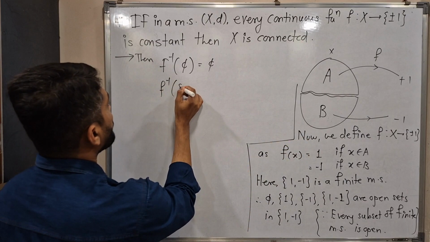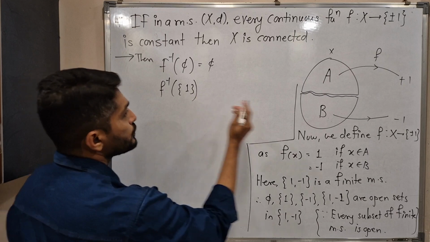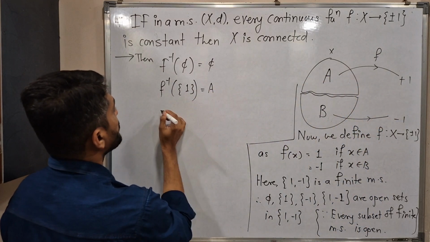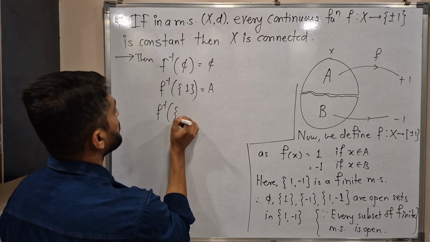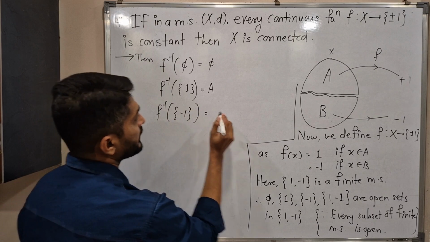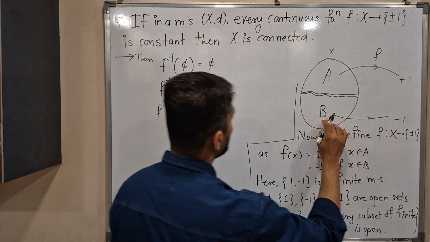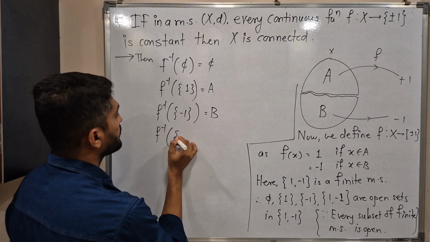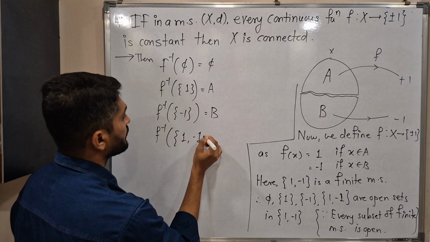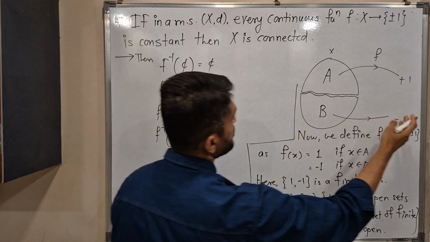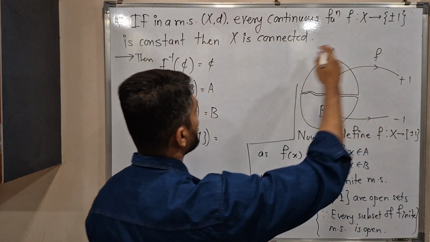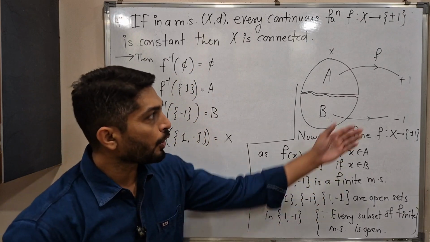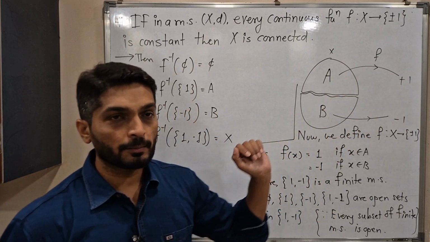Inverse image of 1, f inverse of +1, will be A. The inverse image of -1 is B. And the inverse image of {+1, -1} will be the entire metric space X, right? So in this way, we got the inverse image of all open subsets of the codomain.